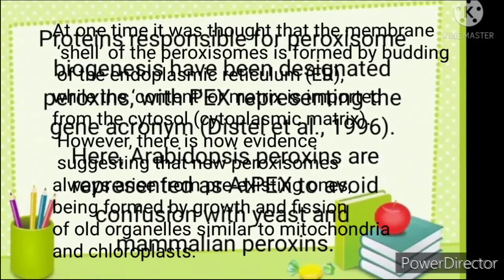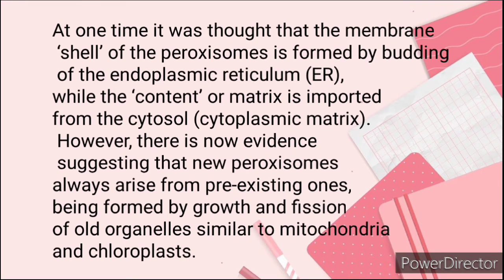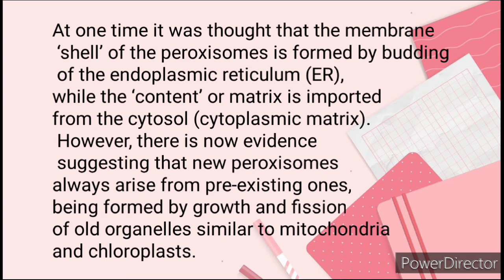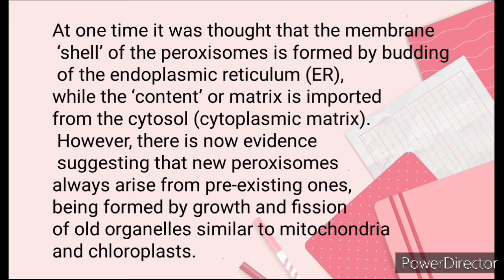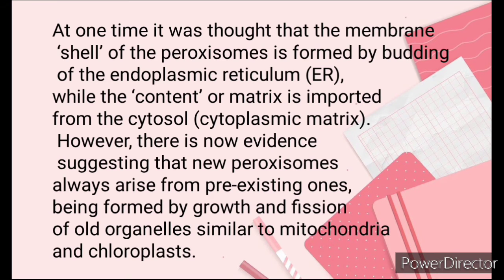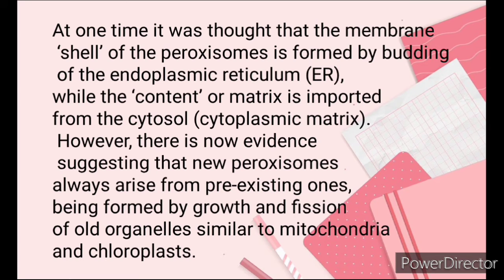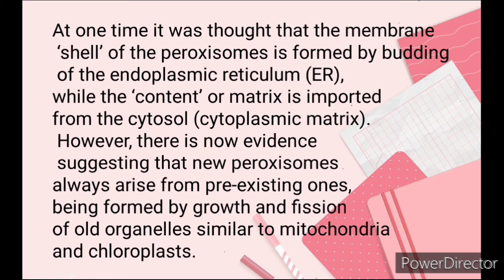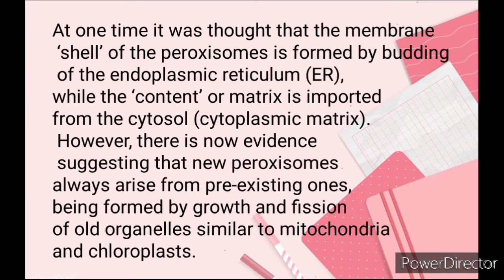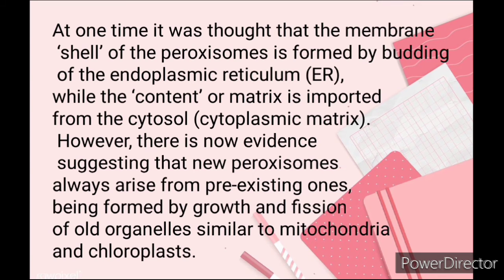It was thought that the membrane shell of the peroxisome is formed by budding of the endoplasmic reticulum, or ER, while the content or matrix is imported from the cytosol or cytoplasmic matrix. However, there is now evidence suggesting that new peroxisomes always arise from pre-existing ones, being formed by growth and fission of old organelles, similar to mitochondria and chloroplasts.